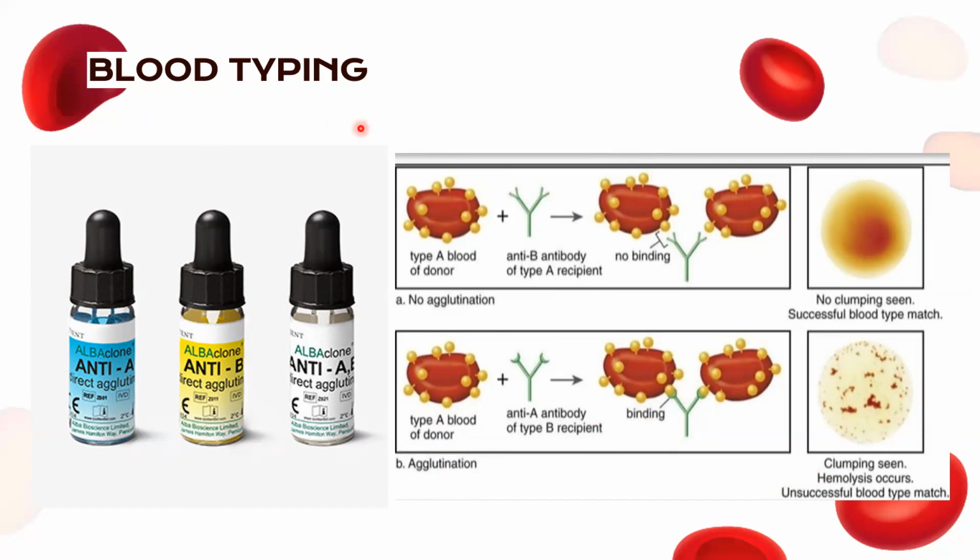In blood typing, we would be using different sera and it is color coordinated. Blue for anti-A, yellow for anti-B, and white for anti-AB.